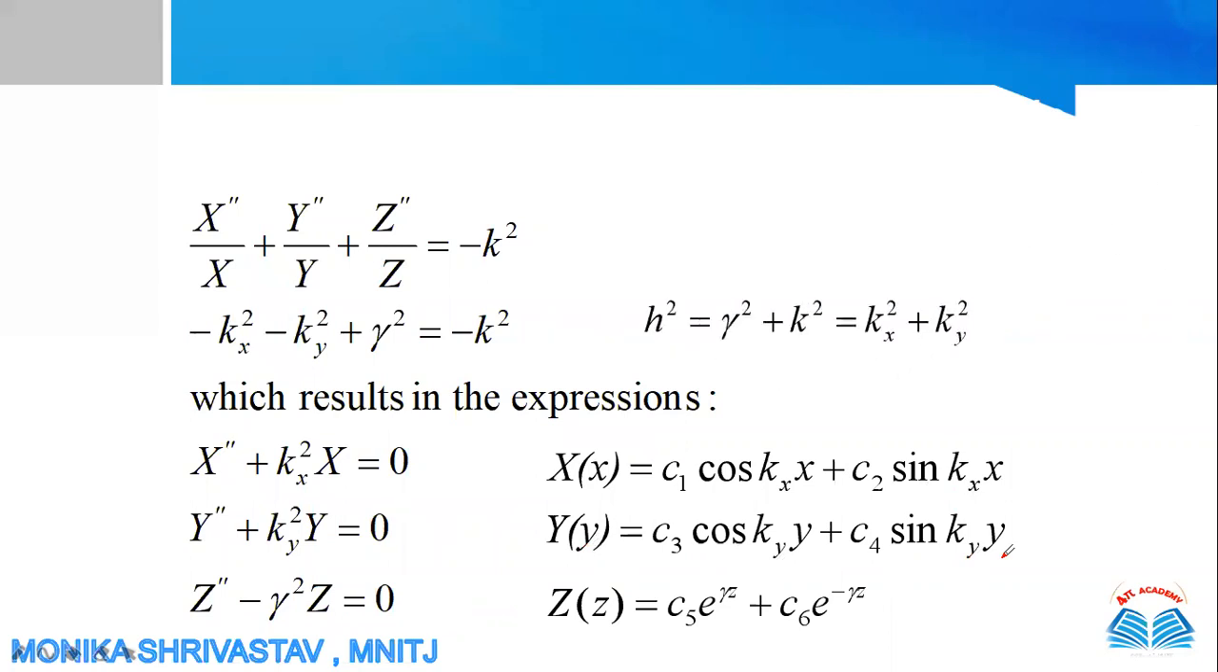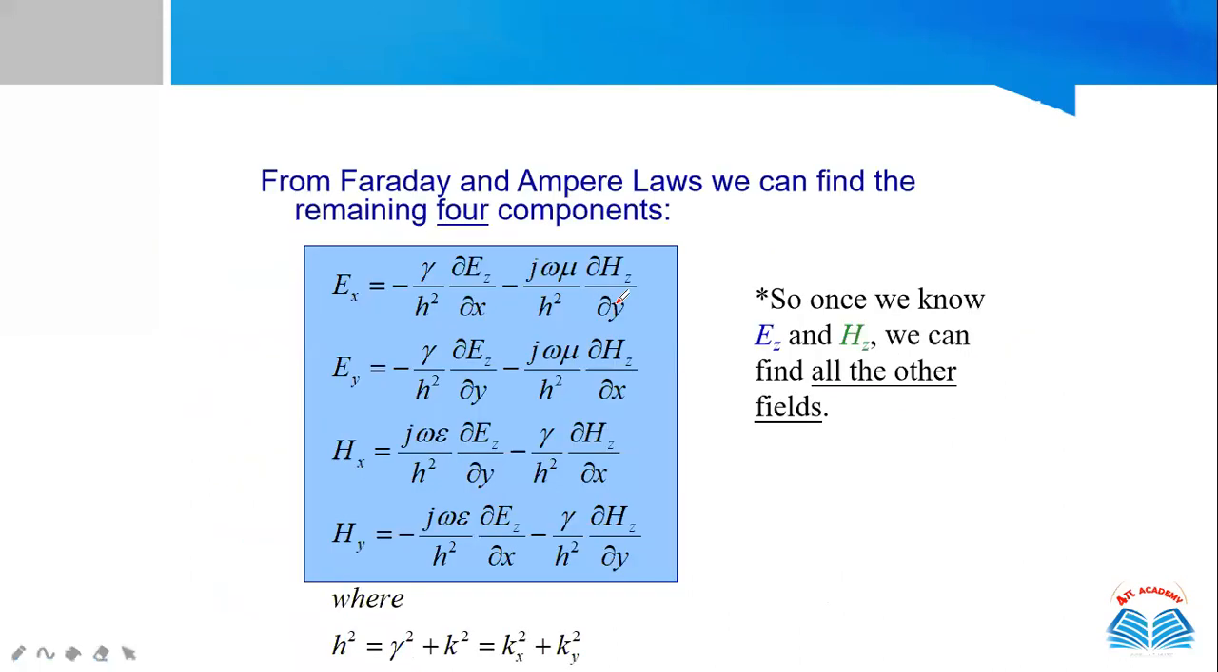We will solve these three equations where we will assume h square as kx square plus ky square, and h square as gamma square plus k square. This is the important assumption we will make, and we will solve these equations using Faraday's and Ampere's law. Means in a simple way, we are introducing Maxwell's equations here.